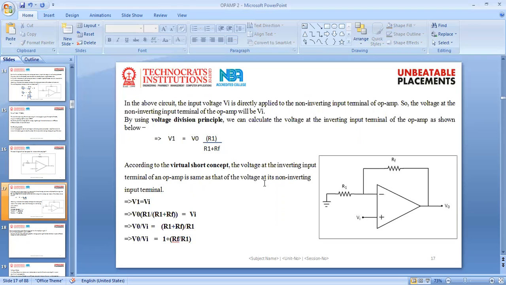According to the virtual short concept, the voltage at the inverting input terminal of an op-amp is the same as the voltage at its non-inverting input terminal. That is, V1 equal to Vi. So V0 into R1 upon R1 plus Rf is equal to Vi. If we find V0 upon Vi, then V0 upon Vi equal to R1 plus Rf upon R1. That is equal to 1 plus Rf by R1.